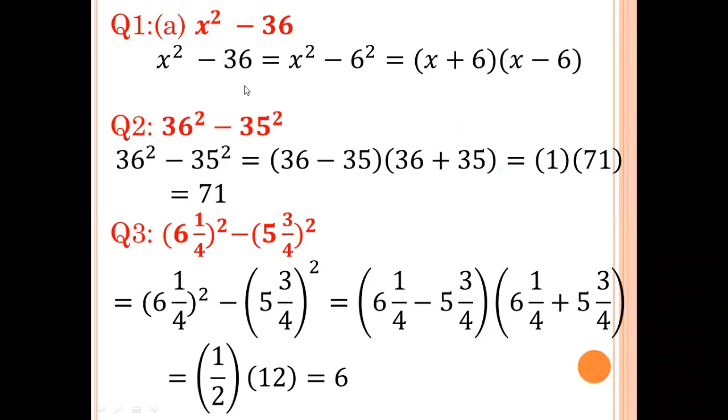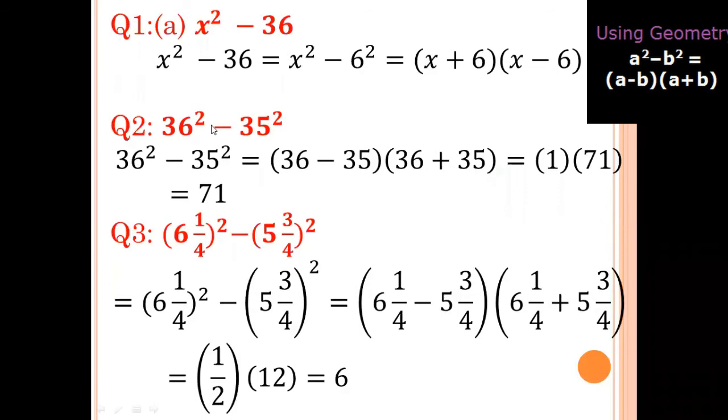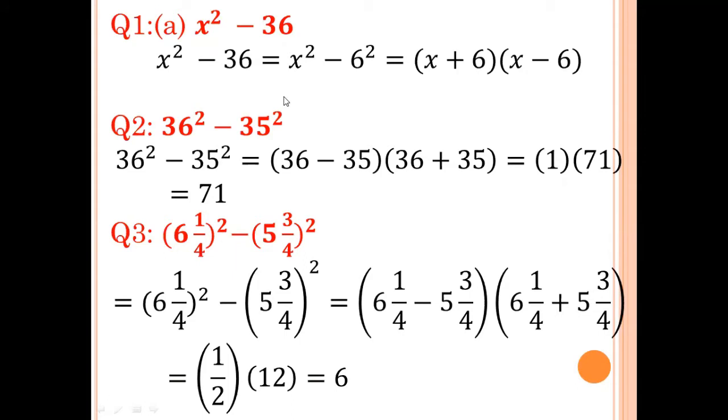So what we will do, we know that 36 is the square of 6. So next we know this x square minus 6 square. When you know this, you must know one formula. The formula is whenever you see a square minus b square, that is equal to a plus b and a minus b. That I will show you later on.